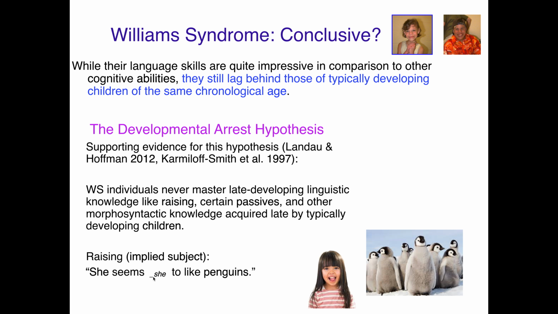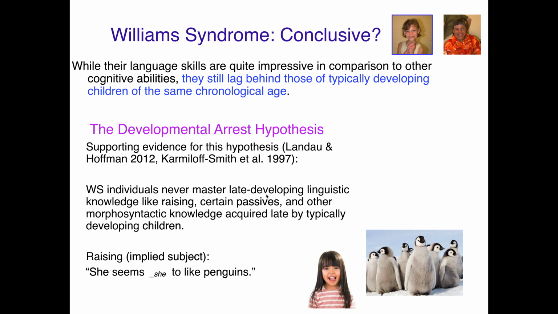And so this relationship where she seems to be interpreted here, but we hear it here, is called raising. It's raised up to this earlier position. And so Williams syndrome individuals don't seem to ever really master that, and typically developing children seem to master that late. Williams syndrome individuals struggle with certain types of passives that typically developing children don't master till after age 5. And other types of morphosyntactic knowledge, morphology and syntactic knowledge together, that's acquired late by typically developing children doesn't seem to be acquired at all by Williams syndrome individuals. So that is in line with developmental arrest, because the arrest of their development would have occurred before they would have learned these different structures.